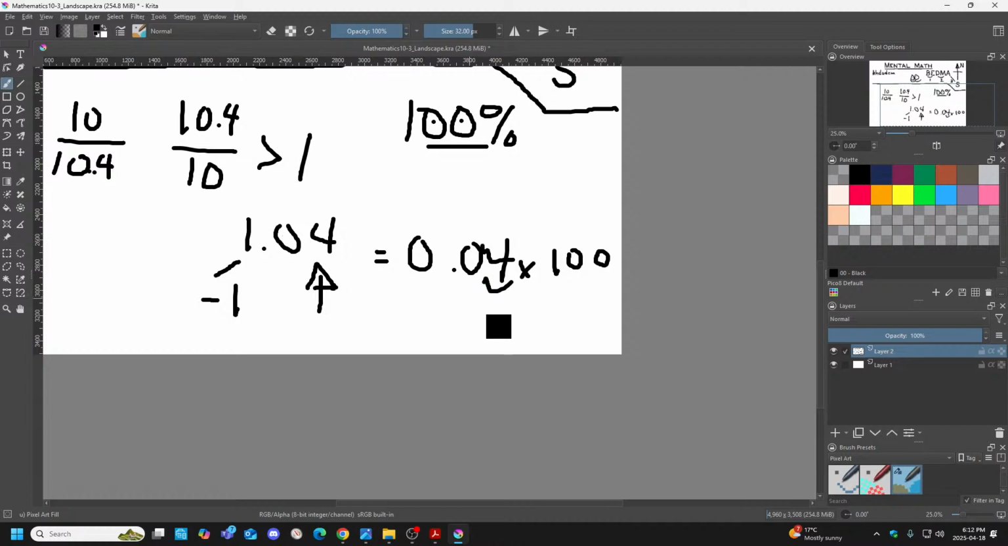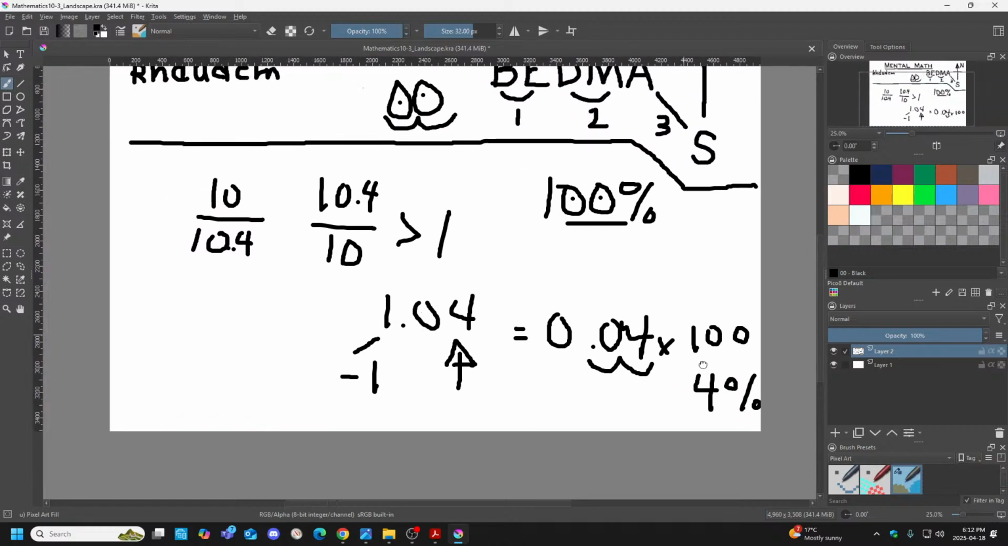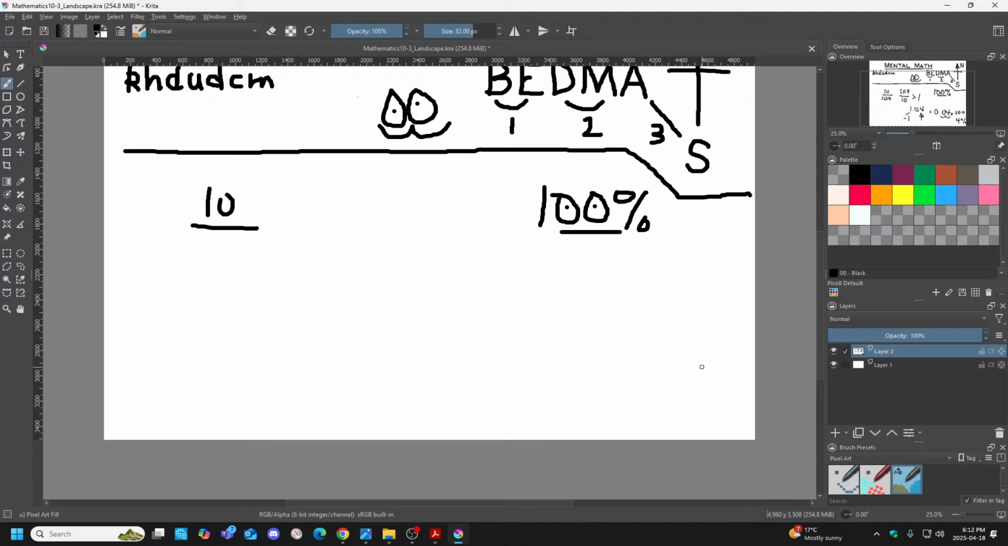Oops, we're going the other way. 4%. Okay. There. That should clean up things. That should make it clear. Okay.